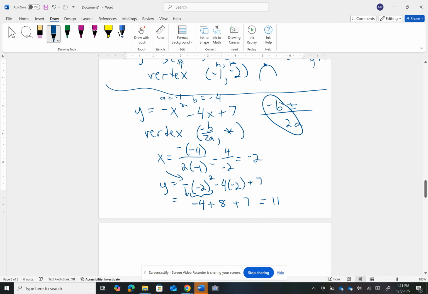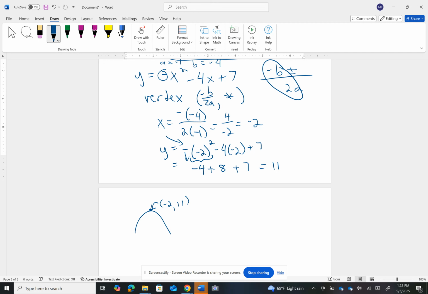And so the way the objective is worded sounds like they want you to understand that this means we have a maximum value of 11, and it occurs at x equals negative 2. So the y-coordinate is actually the max.